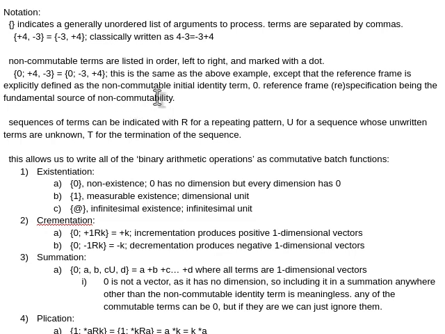So now, what we have is a commutable list that is defined with a non-commutable reference frame defining term. And now within this, we can represent sequences of terms with an R for a repeating pattern, a U for a sequence whose unwritten terms are unknown, or a T for the termination of the sequence. This one's not so useful here, but for a decimal expansion or something like that, the T can be quite useful. Okay, so this allows us to write all of the binary arithmetic operations, quote unquote, as commutative batch functions, which means we don't need to think about binary arithmetic operations anymore.